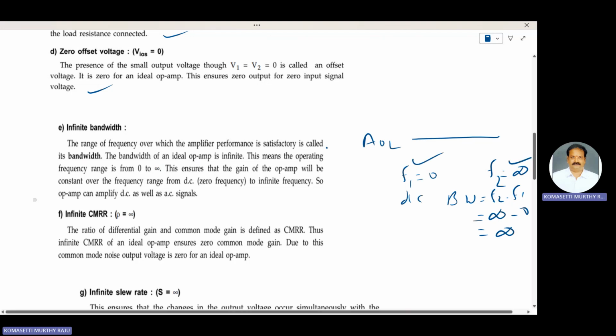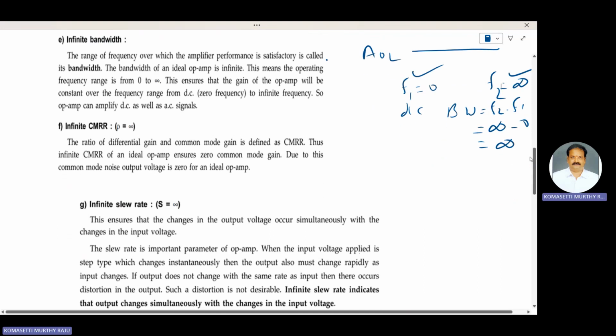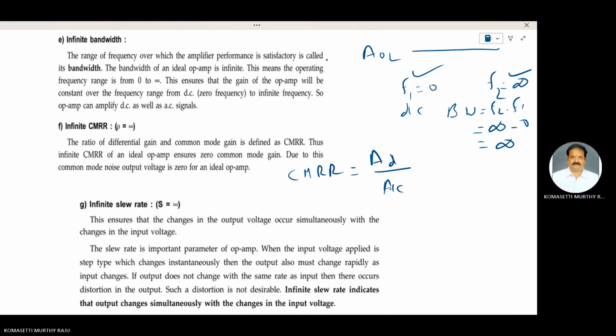In the ideal case, infinite bandwidth and infinite common mode rejection ratio. Generally, CMRR is defined as the ratio of differential voltage gain to common mode voltage gain. Generally, common mode gain is a low value, zero value. Differential gain is a high value. The op amp is used to amplify the difference between the two input signals. That is the reason differential voltage gain is high.